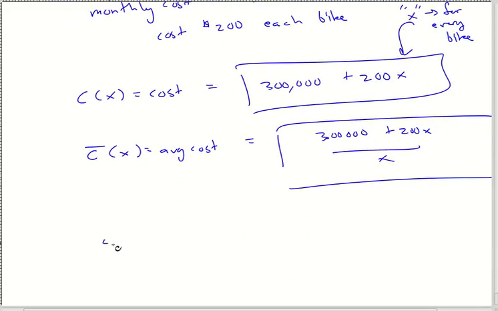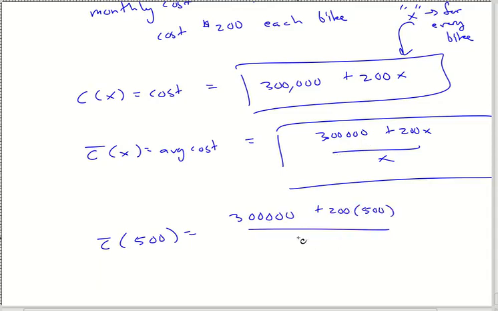Economics. So last one. It says, find the average cost if you produce 500 bikes in a month. Well, we have a formula for that now. And all I'm doing is plugging in a 500 into both places. And I got $800 should be the cost of each bike to sell so that I even out in the end or something like that.